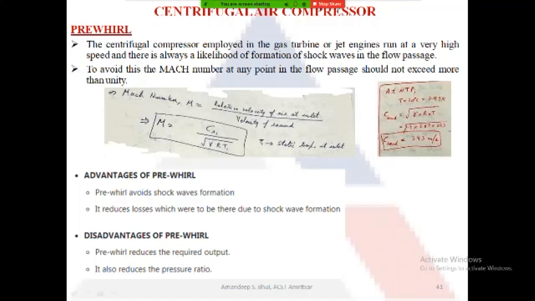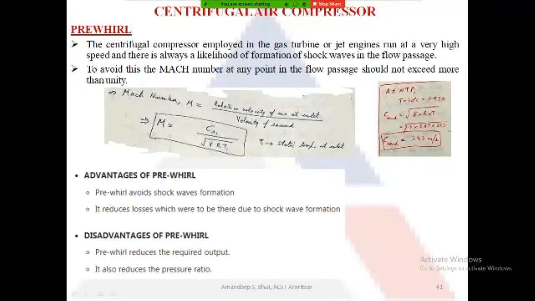So the pre-whirl is nothing but we decrease the angle of air at the inlet. The angle at the inlet, we know alpha is 90 degrees. So we reduce that angle from 90 degrees. That angle may be between 0 and 90 degrees. So by reducing the inlet angle of air, we avoid crossing the sound barrier.